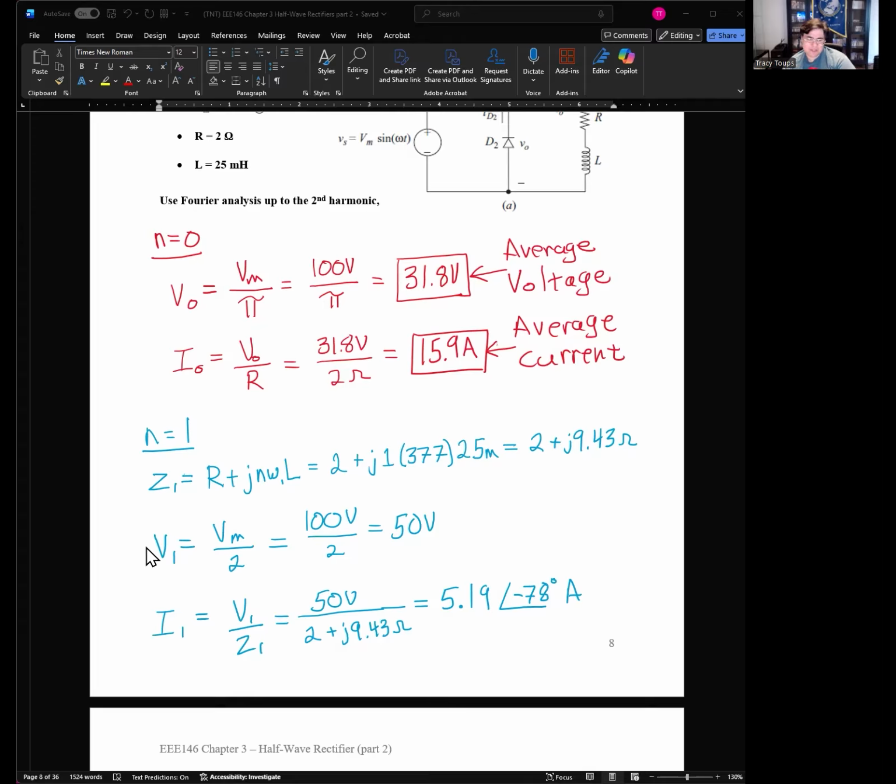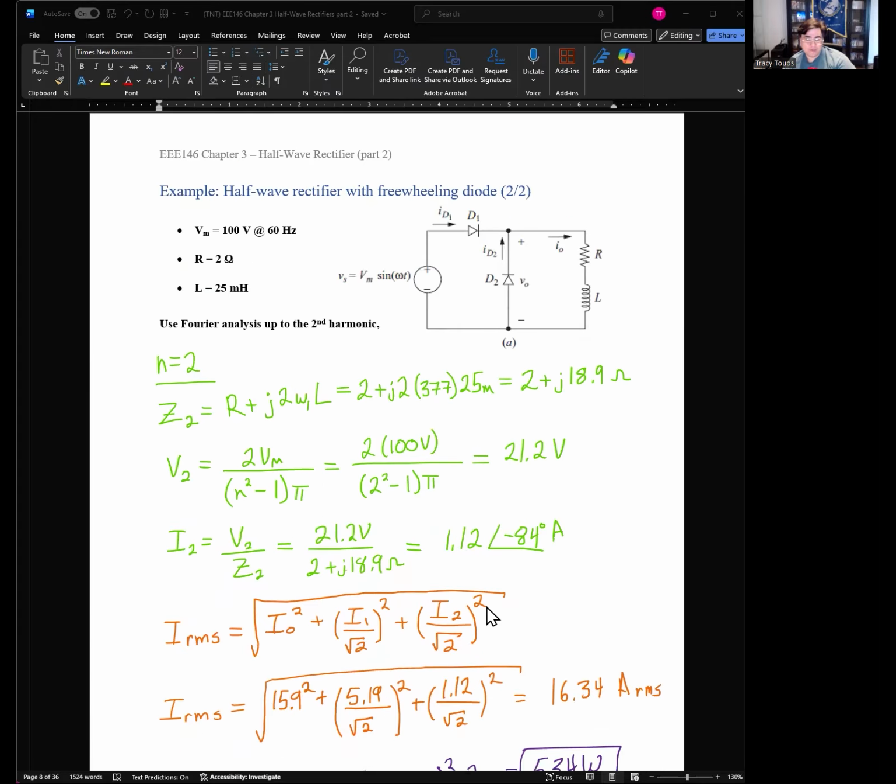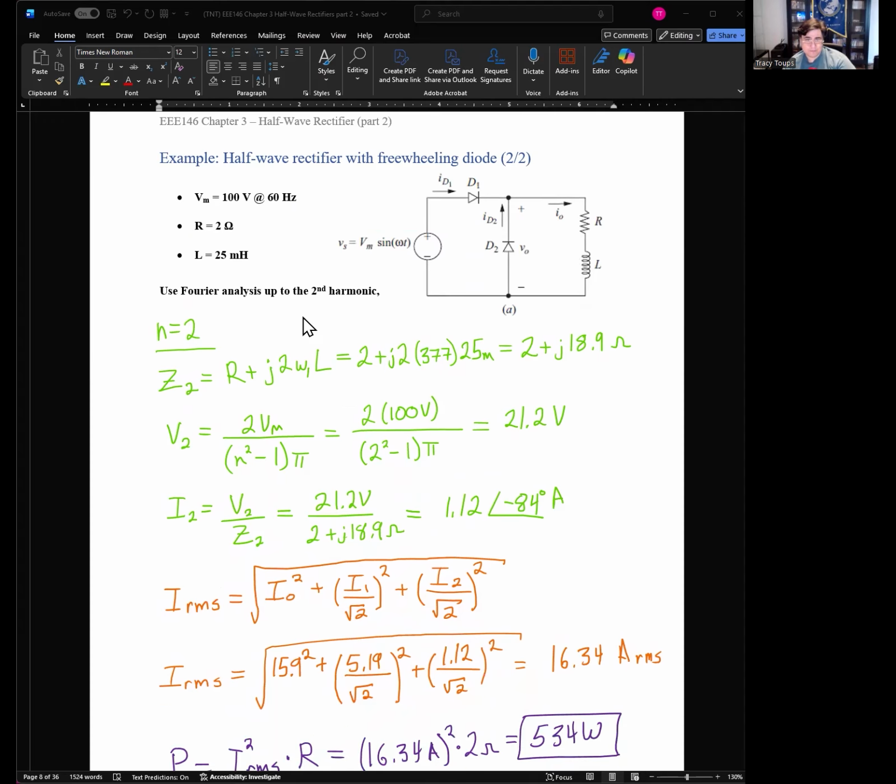The big two numbers is I know V1 is 50 volts. I know I1 is 5.19 amps. Okay. Now we got to do for n equals 2 right here. So repeat the whole process again, except everywhere there was a 1, we put a 2, because the circuit's not changing, so the formulas are all the same.